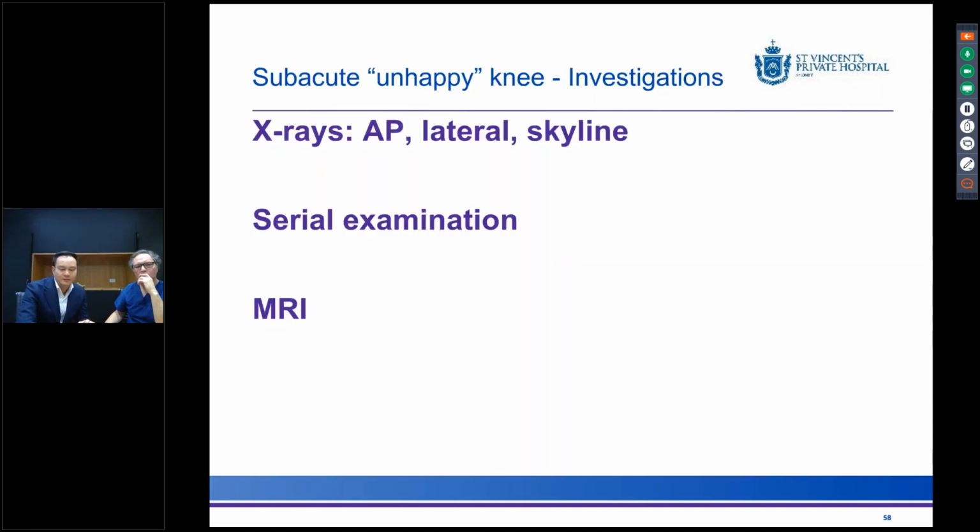It can still be difficult to tell from the examination what the exact diagnosis is. So apart from the relevant x-rays, we do often want to bring the patient back for another examination when the pain and swelling is better, or we may require an MRI.